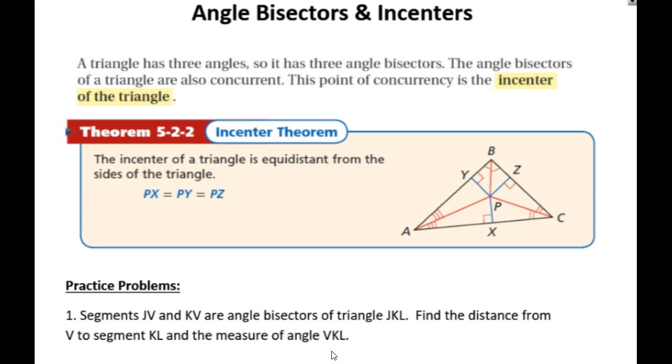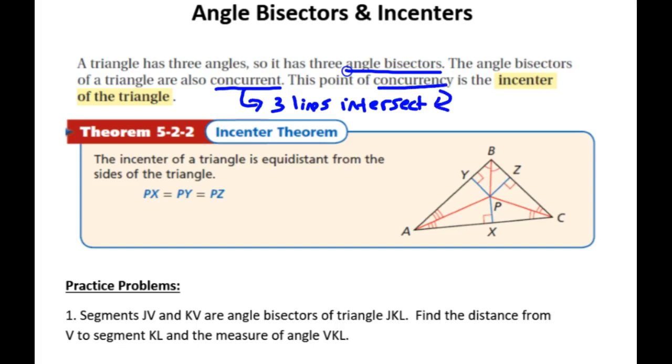Okay, so it says a triangle has three angles, so it has three angle bisectors. And we all remember what a bisector is. It cuts an angle in half. So the angle bisectors of a triangle are also concurrent, which means the three lines intersect. That's what concurrency means. Okay. So this point of concurrency is called the incenter. So last time it was a centroid, now we have an incenter.